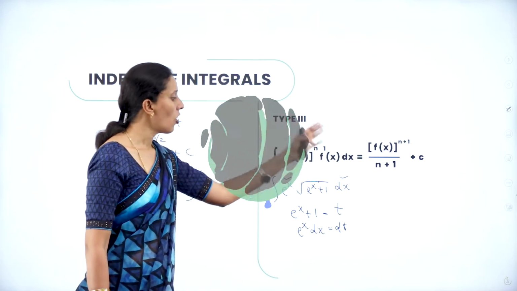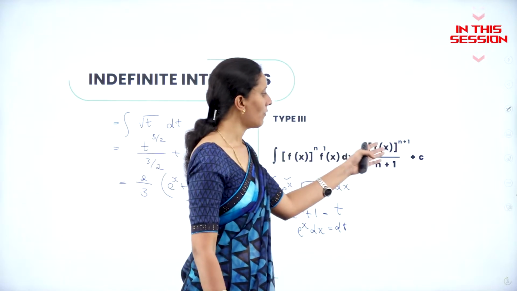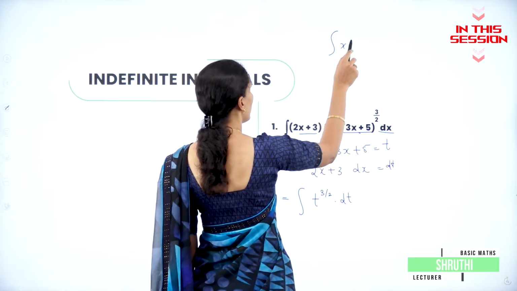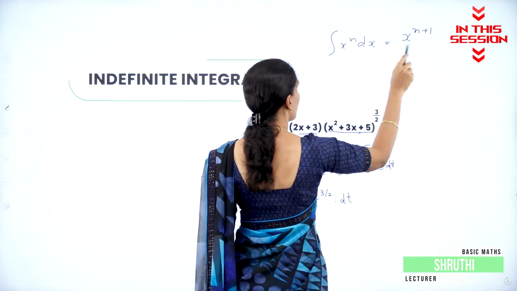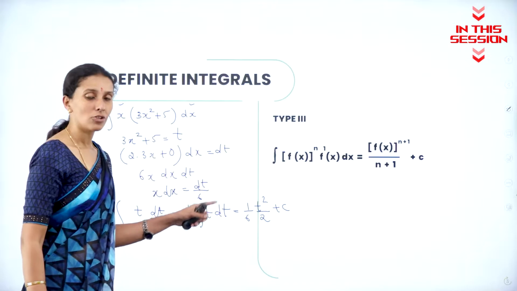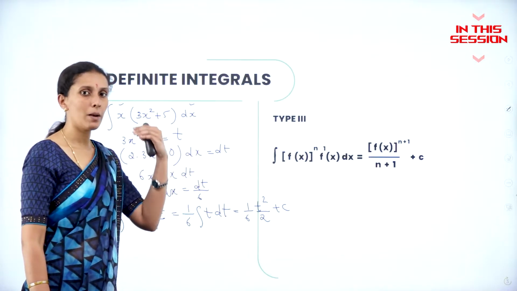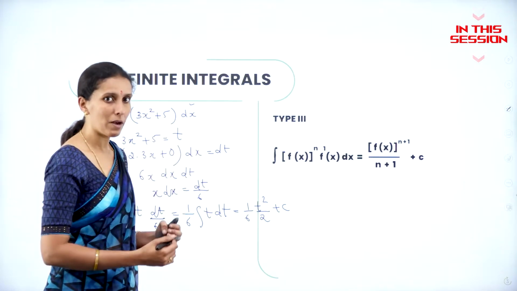Any function of this form can be regarded as f of x to the power n plus 1 divided by n plus 1. Integration of x power n dx is x to the power n plus 1 by n plus 1 plus integration constant. Integration of x dx is x square by 2, that is x power 1 is x power 1 plus 1 by 2. Similarly, if you have t, it is t power 1 plus 1 by 1 plus 1.